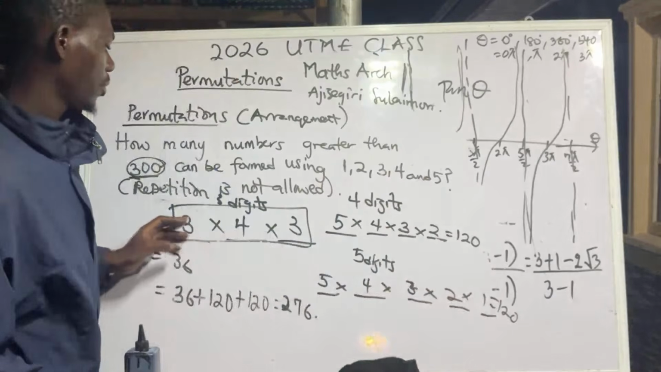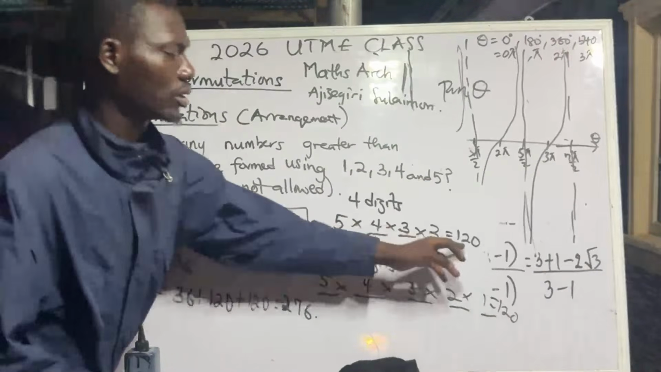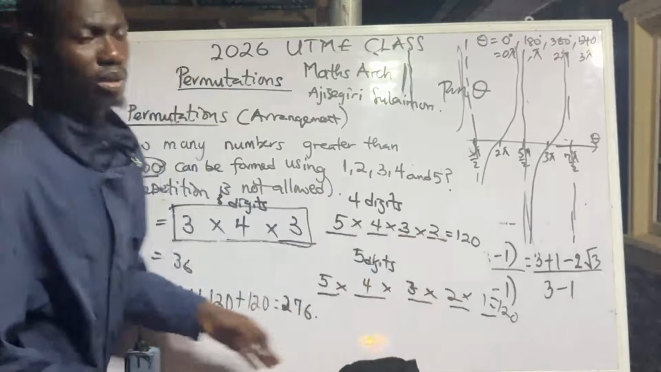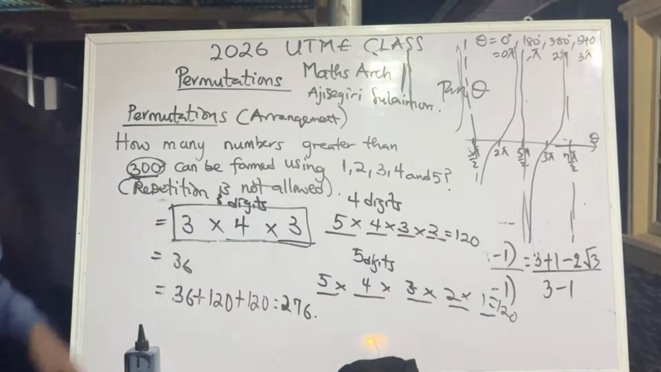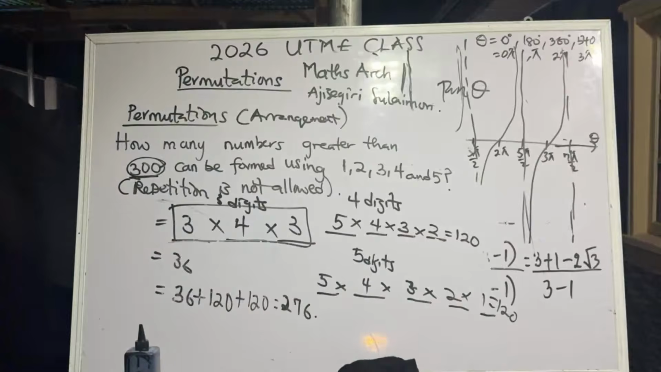So for this one it is 36. For this one it is 120. For this one it is 120. So that will be 36 plus 120 plus 120. I hope you understand now. Who has that question? Aisha Babalola.